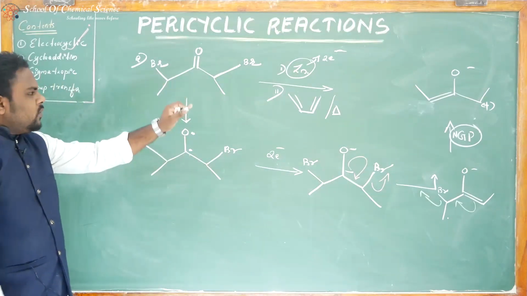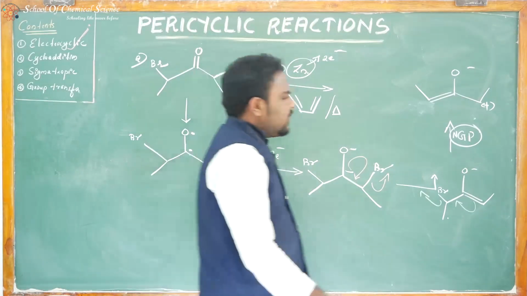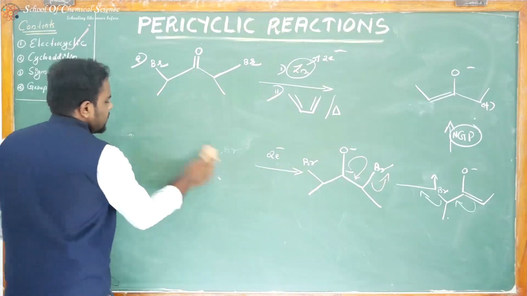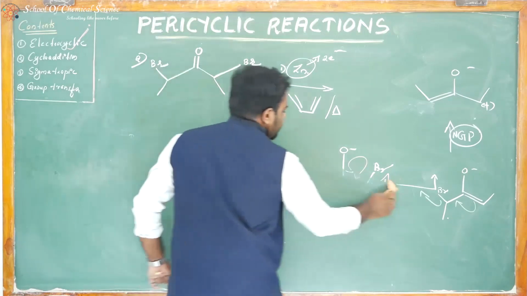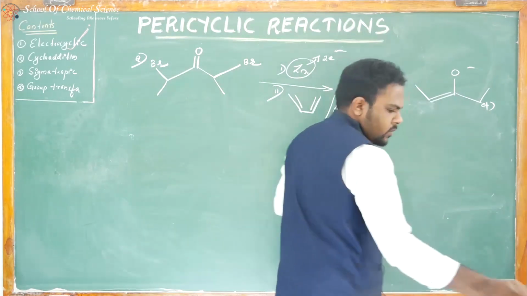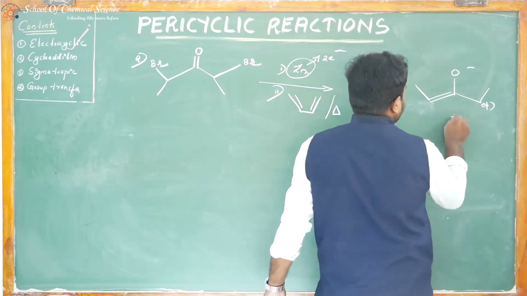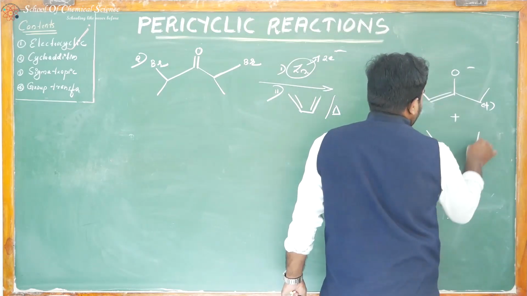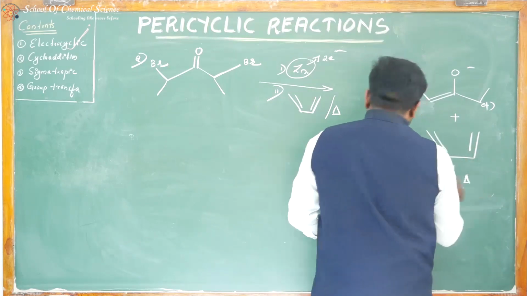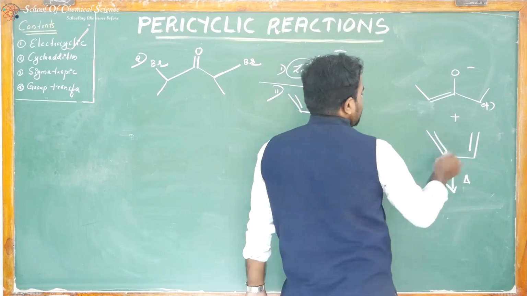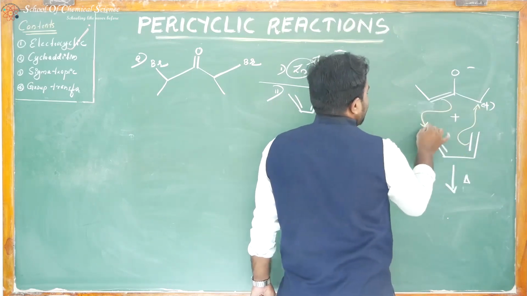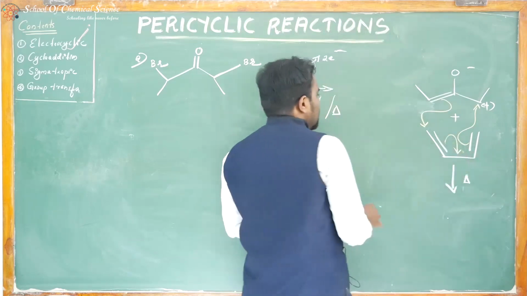So that undergoes 4 plus 2 cycloaddition with the 1,3-butadiene. 4 plus 2 cycloaddition reaction under thermal condition. So this pi bond will make a sigma bond here. This will make a sigma bond here. This moves towards this side.